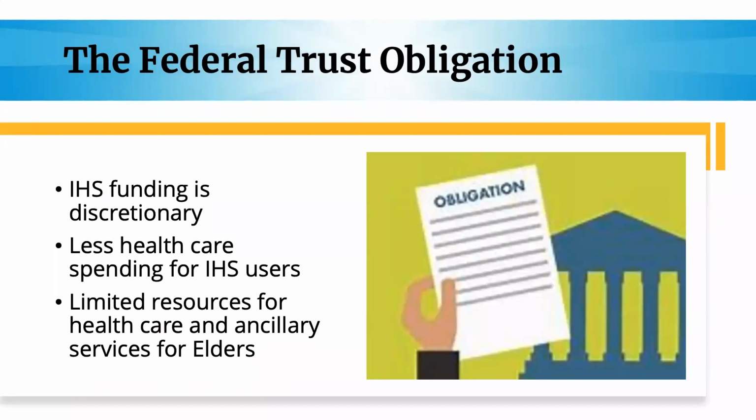So Congress has to vote to approve the IHS budget every year. There's no requirement that the budget cover all the costs that IHS users need. This is different from programs like Medicaid and Medicare, where payments are guaranteed to anyone who meets the eligibility criteria.